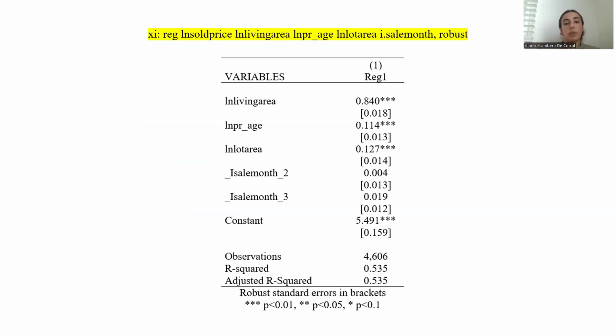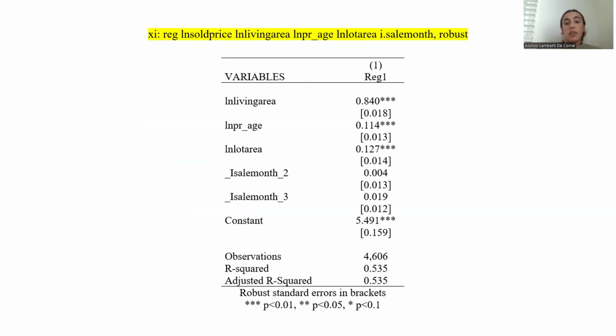So finally, you can see that we were left with this regression, which has all our variables as natural logarithms and our time-fixed effects that are necessary in pool data, and then comma robust because of heteroscedasticity.